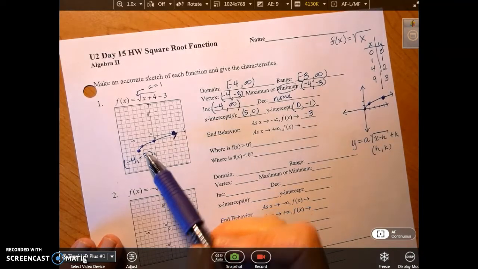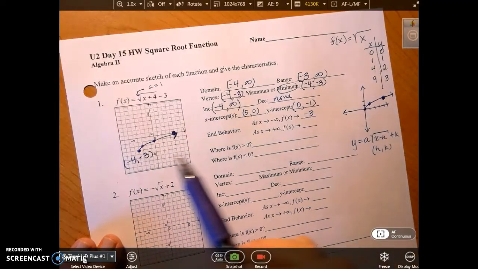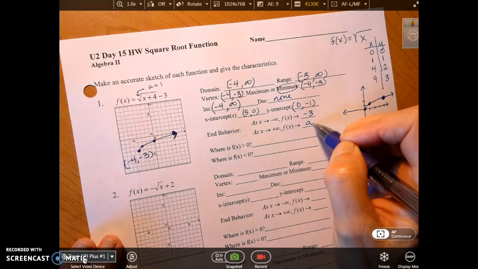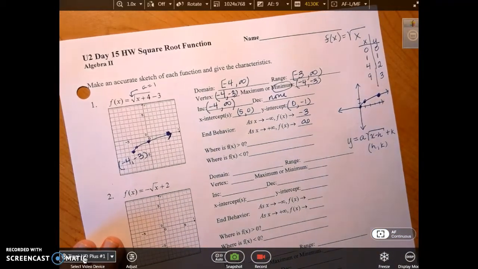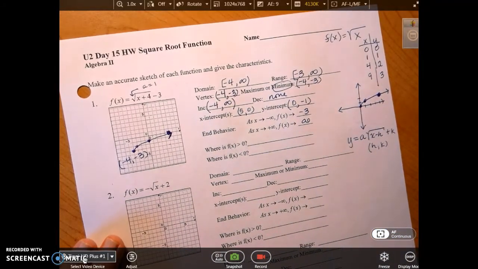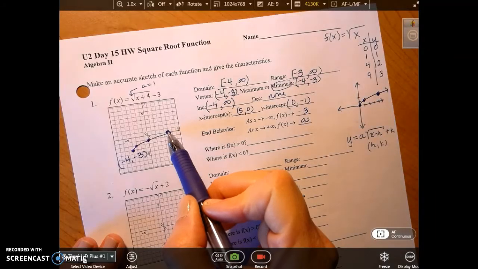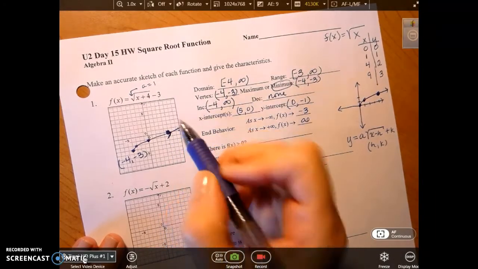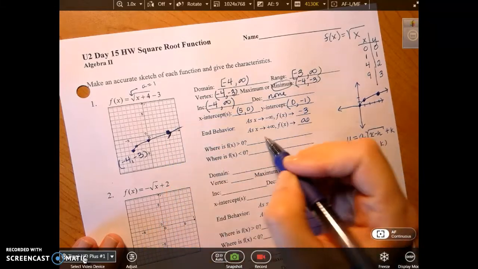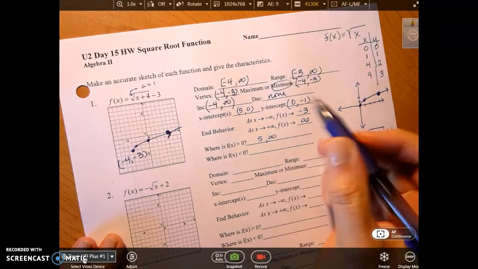And then as x goes to positive infinity, it's going to go up because it's going upward, upward, upward forever. Now, where is the graph greater than 0? Well, it crosses the x-axis at 5, and then beyond that it would be above. So it's going to be 5 to infinity, it's greater than.